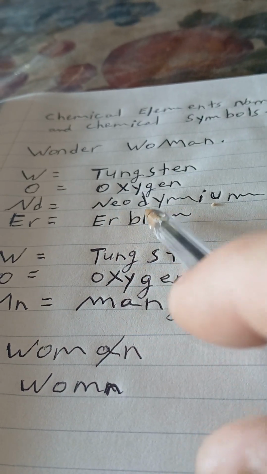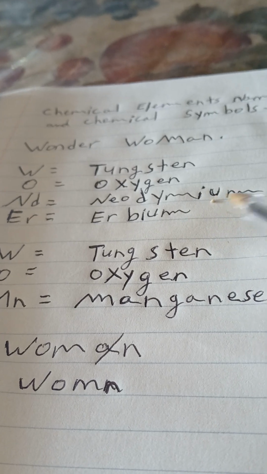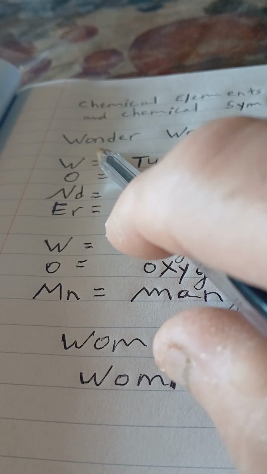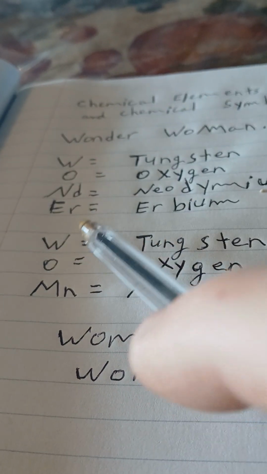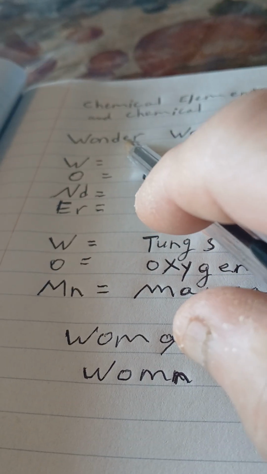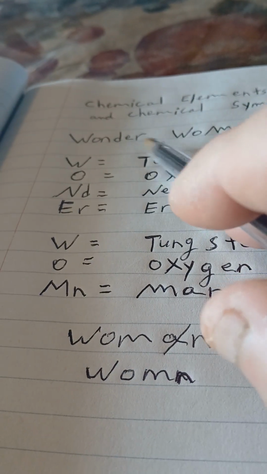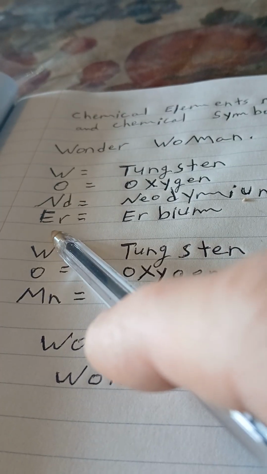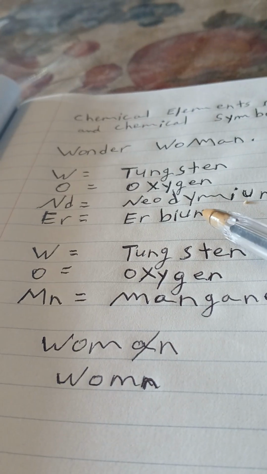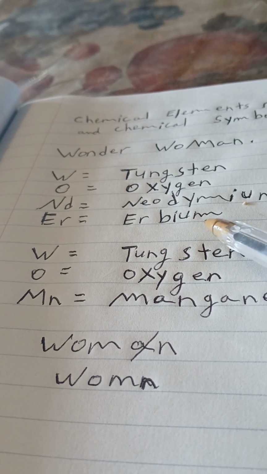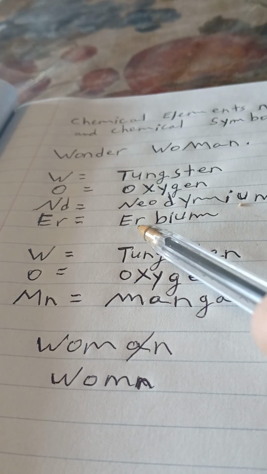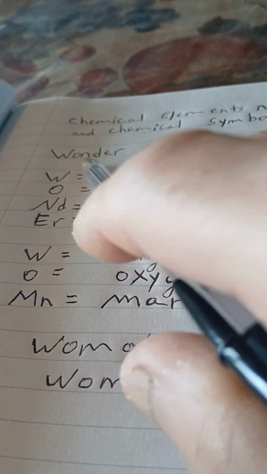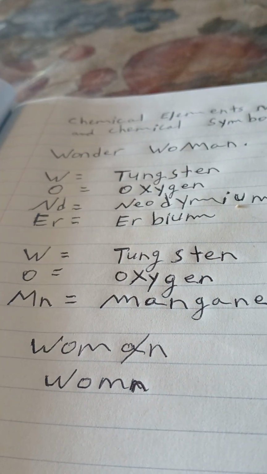Capital NEODYMIUM. Now, as you see here, you got WOND so far. Then we got the ER, so we're going to capitalize the E and keep the small r. We got the chemical symbol capital E with a small r, and the chemical name of the element is erbium. Capital ERBIUM. So now we got wonder.